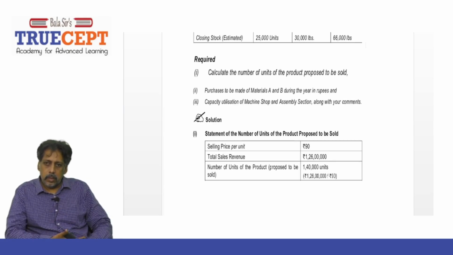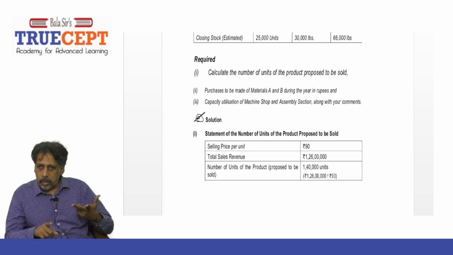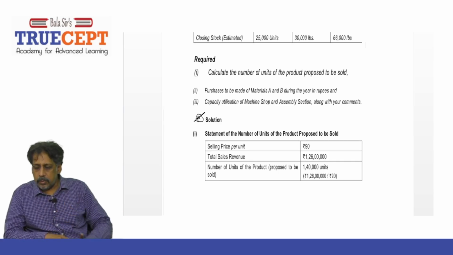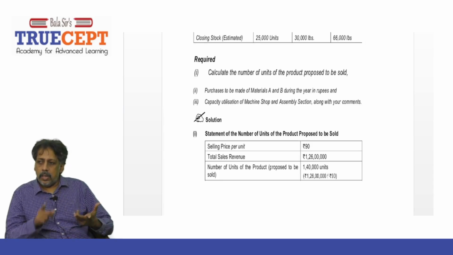Number 2, purchases to be made of materials A and B during the year in rupees. You saw number 1, you have been asked to find the number of units to be sold. Number 2, you have been asked to prepare a purchase budget for the 2 materials A and B. Then number 3, capacity utilization of machine shop and assembly section along with your comments. You also have to find the capacity ratio or capacity utilization in the 2 departments.